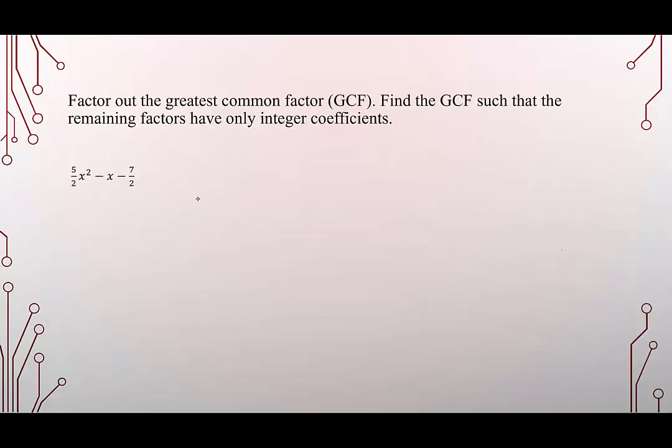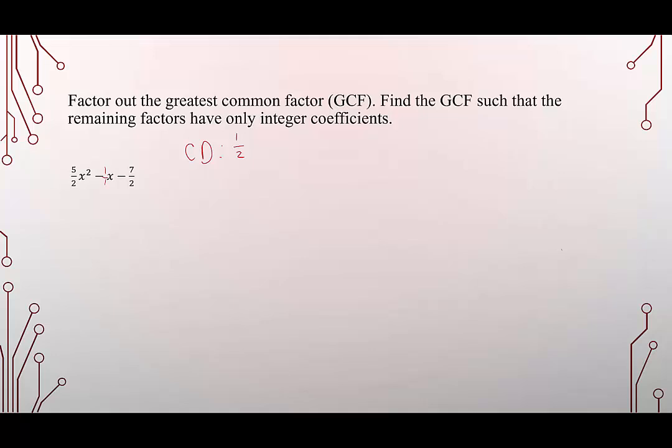In our first example, we're going to factor out the greatest common factor. And we want to find that common factor such that the remaining factors have only integer coefficients. So the fact that they have integer coefficients only means that we need to factor out the fractions. We need to get the fractions out of this particular trinomial. How are we going to do that? Well, let's look at the denominators. We need to get rid of the denominators. Since the two denominators that I see are matching, right? This one doesn't actually have a denominator. We can write it as 1 over 1. That means that I want to factor out a 1/2. If I factor out a 1/2, that's going to take care of the two denominators of the 2.